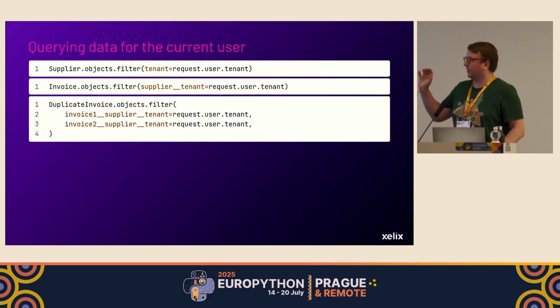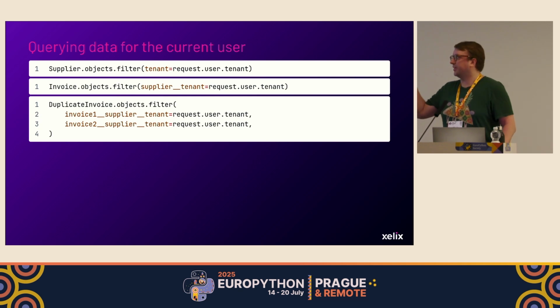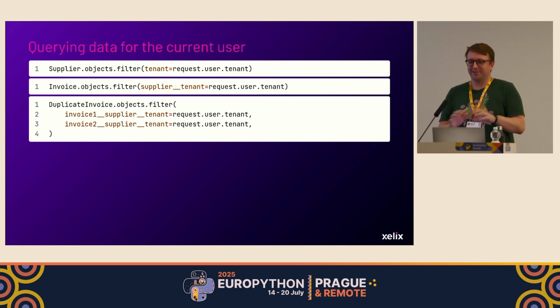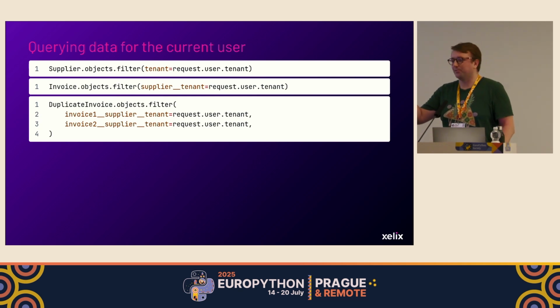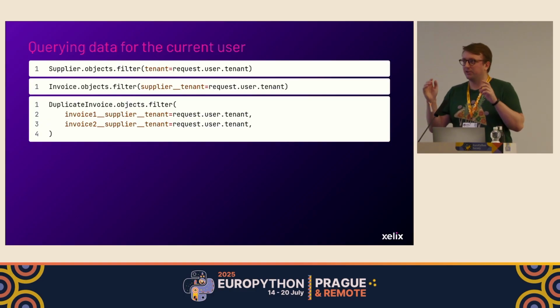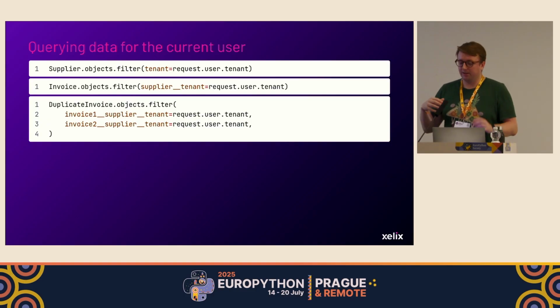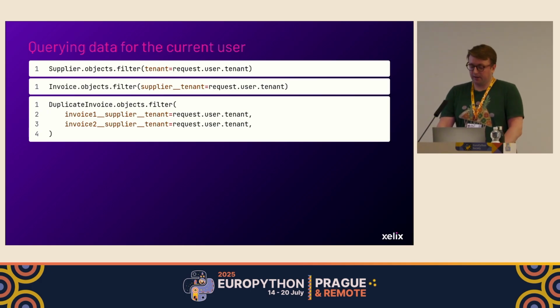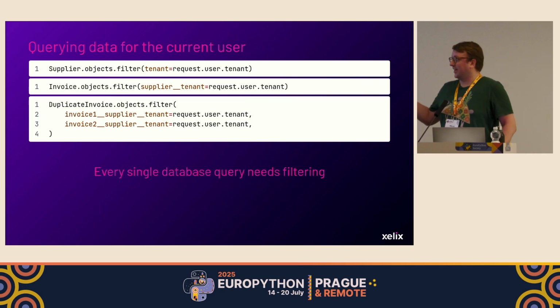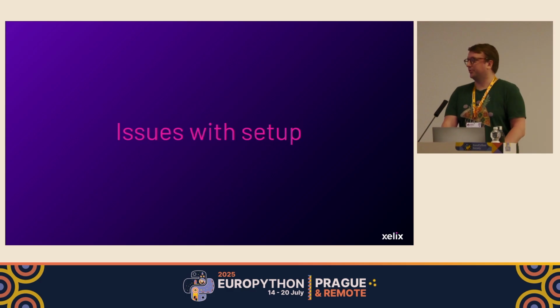And for invoices, it becomes even more complicated, because we have to filter for both of the invoice's supplier and tenant. In theory, depending on how much you trust your code, you could probably just do one of the filters, but you need to really make sure that you only ever insert data that belongs to the same tenant to the model. So it's a bit safer to do it that way. The summary essentially is every single database query for the tenant data, for the customer's data, needs some filtering on it. And that's one of the first issues that we have with it.